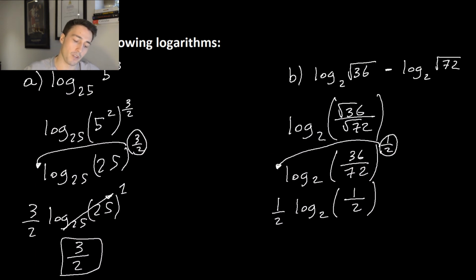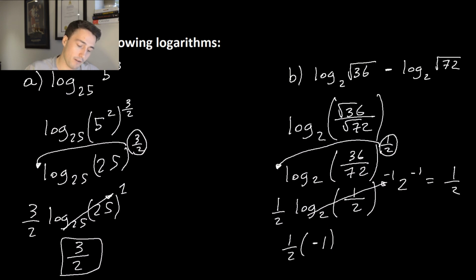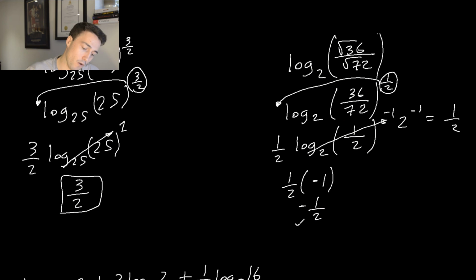So now we say, to what power must I raise 2 to get 1/2? And that's actually going to be -1. So if I write 2 to the power of -1, that is the same as 1 over 2. So this evaluates to -1 here. We're going to have 1/2 times -1. This will all equal -1 over 2.